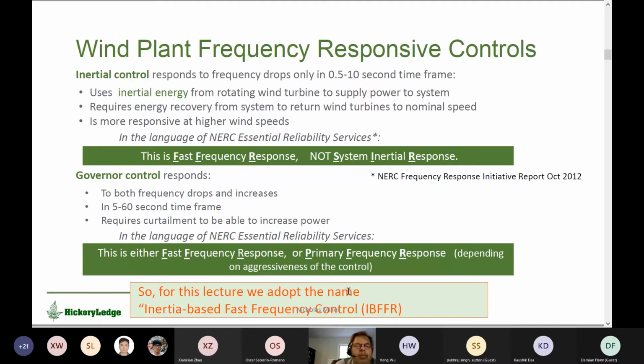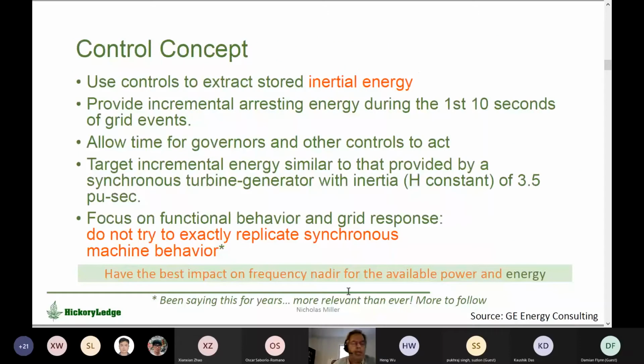So as you're working in this frequency response space, some of the language has evolved, and some of the language is a little less precise than you might like. Exactly where does fast frequency response stop and where does primary frequency response start isn't crisply defined. So let's dive into this idea of inertia-based fast frequency response, synthetic inertia, he says parenthetically.